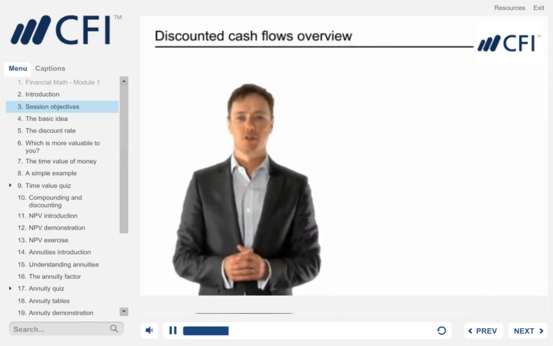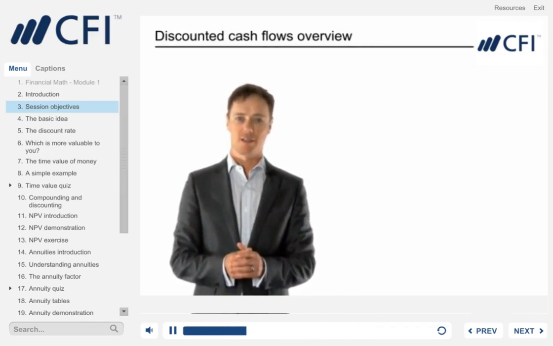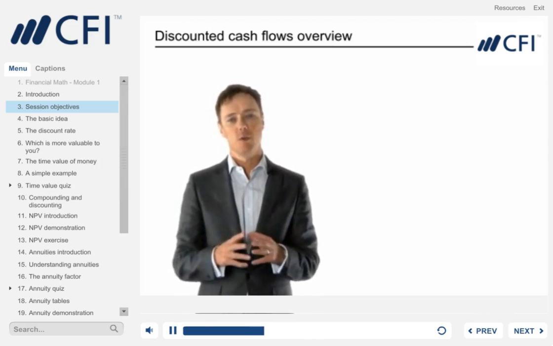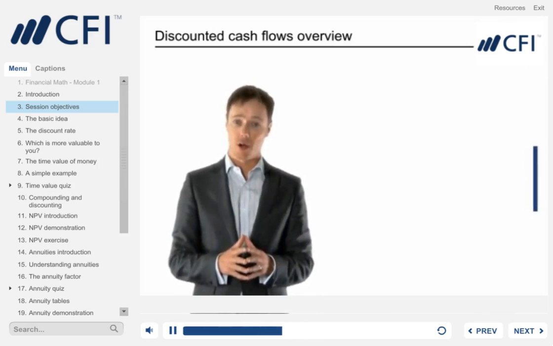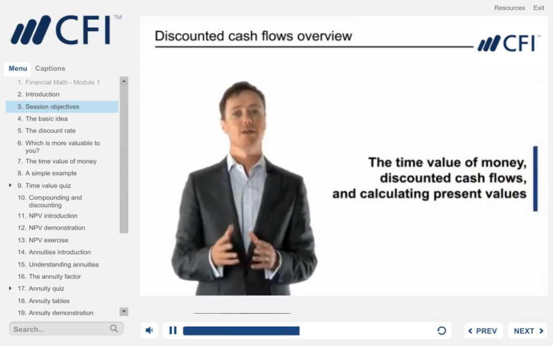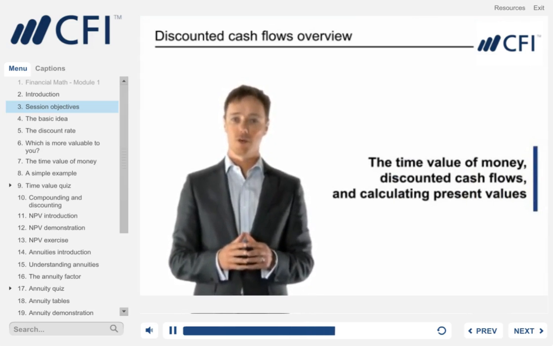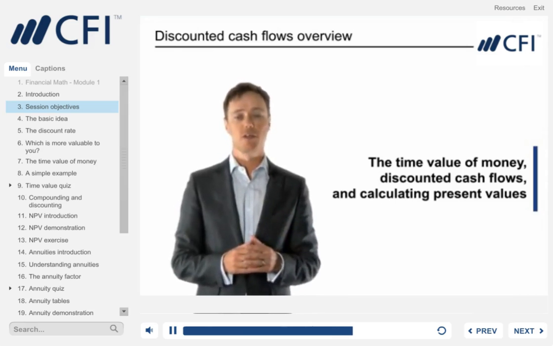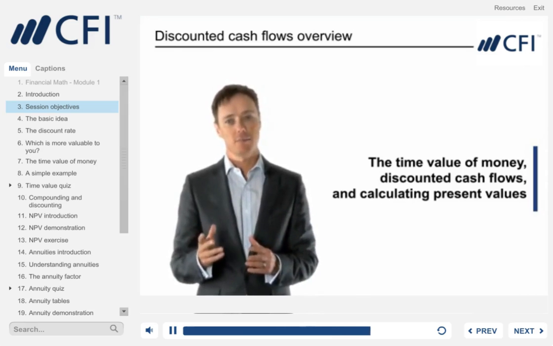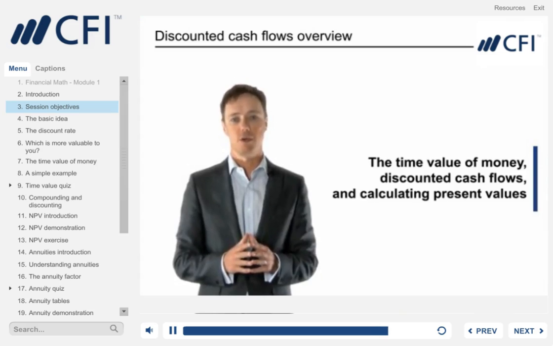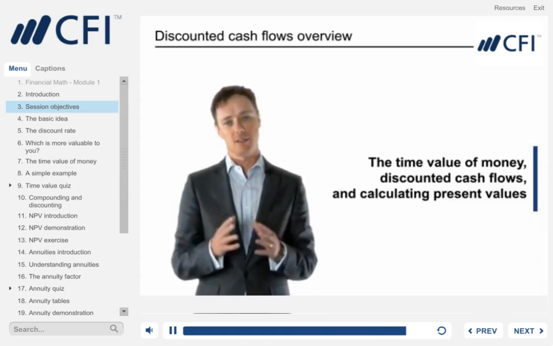Welcome to our first module in our financial maths course, Discounted Cash Flows. In this session, we will be covering the following: the time value of money, how to calculate present values using the discounted cash flow methodology, also how to calculate the present value of an annuity, and to calculate the present value of constant and growing perpetuities. Let's start with the basic idea.